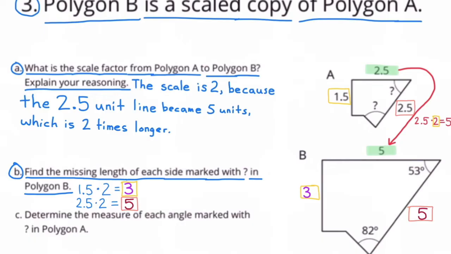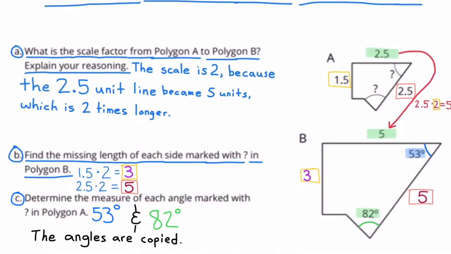C. Determine the measure of each angle marked with a question mark in polygon A. A scaled copy is a copy, so the angles are copied. The angles will still be 53 degrees and 82 degrees.